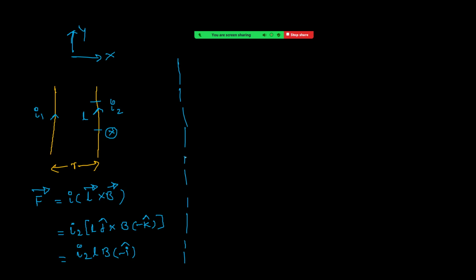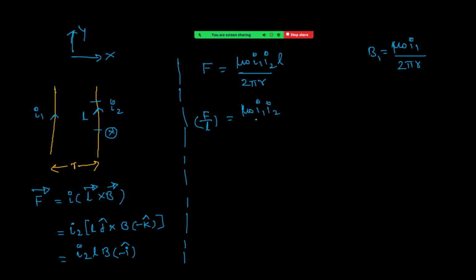Okay. Now see the modulus value, how much? F equal to B value. We know the B value due to a long current carrying wire, mu naught I by 2 pi R; it is I1 due to the first one, mu naught I1 by 2 pi R, right? Now substitute that in this form, then see what we get. Mu naught I1 I2 L upon 2 pi r. Okay. Or you can say from here, the force per unit length is mu naught I1 I2 upon 2 pi r.